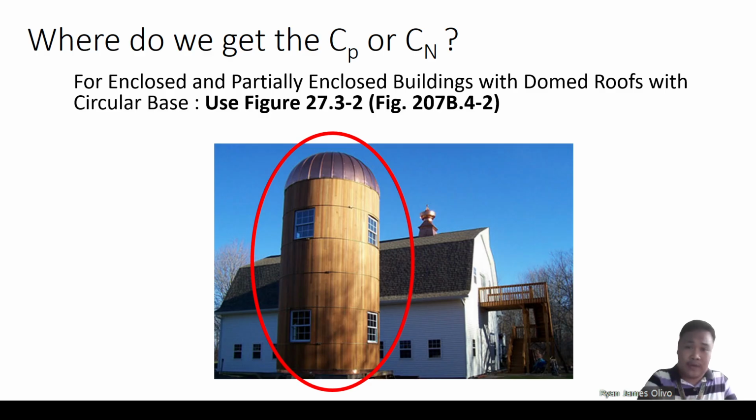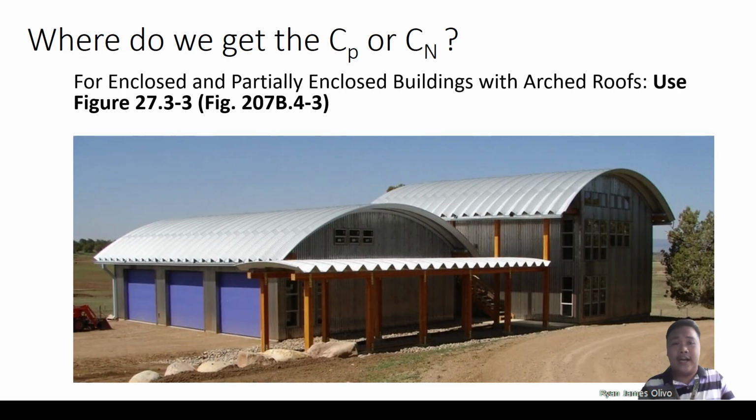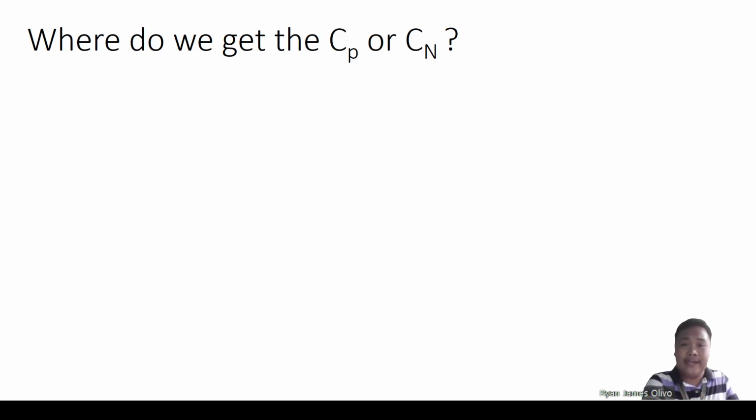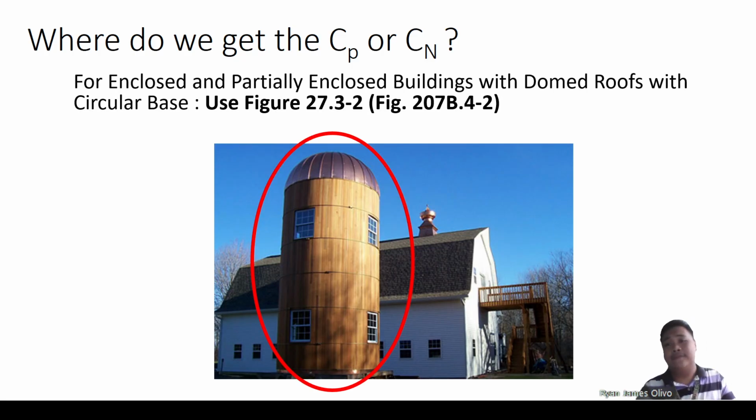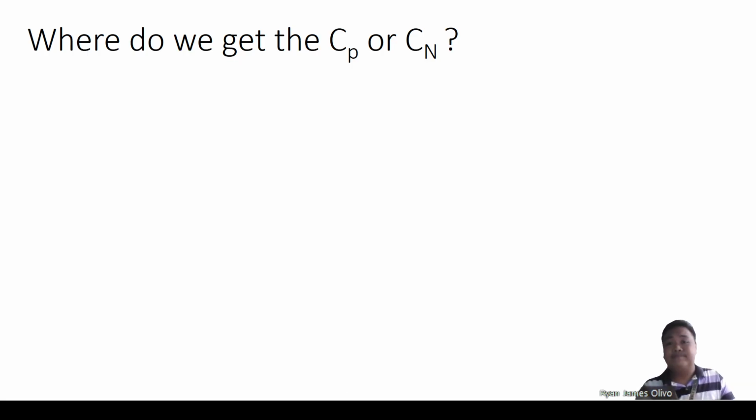Earlier, it's 0.3-1. So this is for dome roofs with circular base, and for roofs that are arc roofs, or buildings with arc roofs. By the way, these two are for enclosed and partially enclosed dome roofs with circular base. We don't have any provision about dome roofs that are open, because I don't have anything about it. But anyway, let's not focus on that.